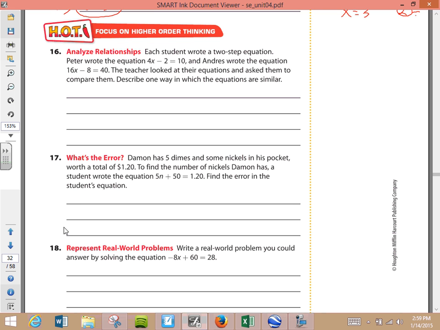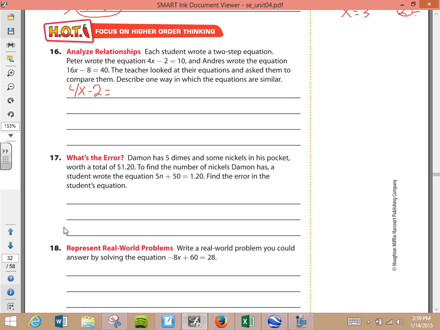All right. Each student wrote a two-step equation. Peter wrote the equation 2x minus 2 equals 10. And Andres wrote the equation 16x minus 8 equals 40. The teacher looked at the equations and asked them to compare them. Describe one way in which the equations are similar. How are these two similar? They're outside. How are those similar? Yeah. So let's work it out.